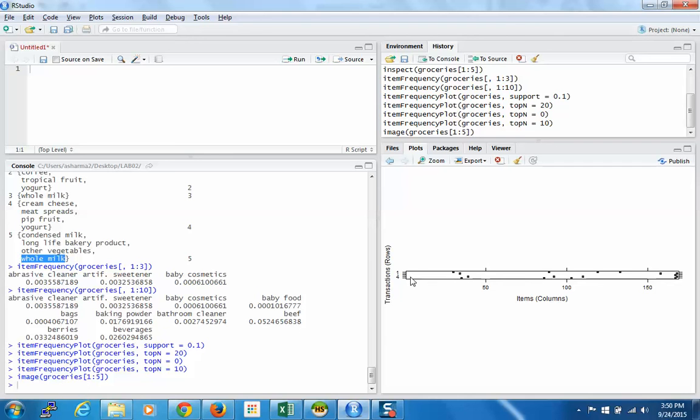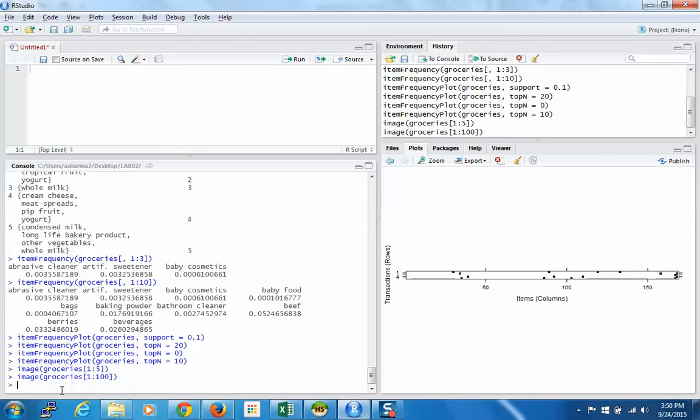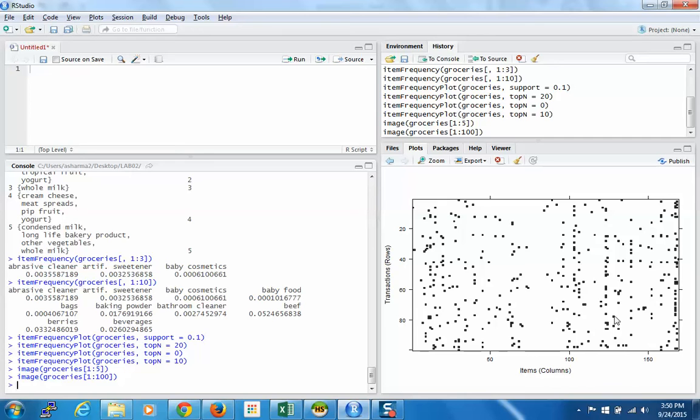The point is, this is how the data is sitting in that groceries variable. It's in a sparse matrix format, and you can visualize it this way. Right now we are just looking at, say, 1 to 5, but I can increase the number. So let's look at, say, 100 rows. And once we do that, we see a random pattern.